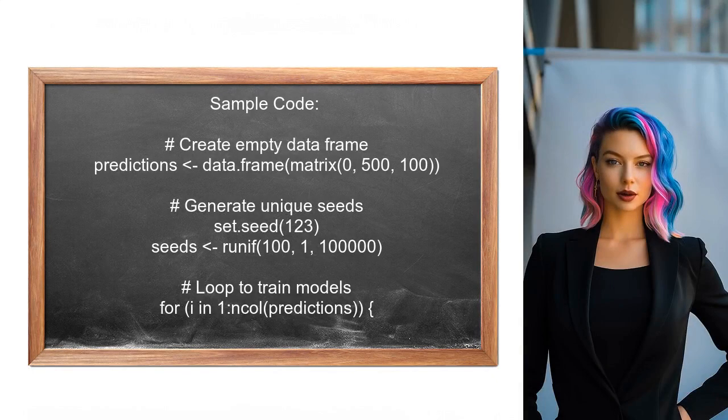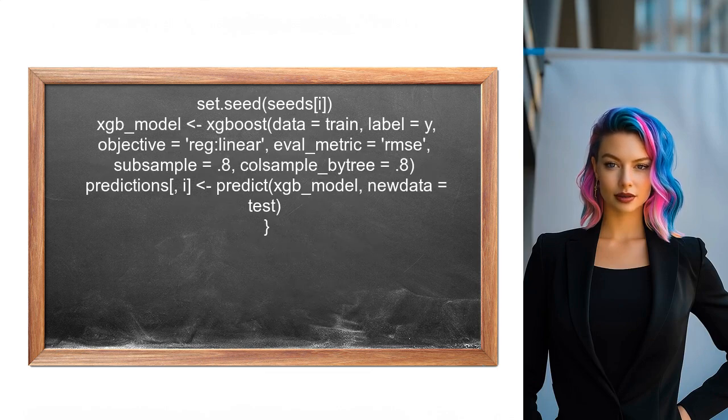Here's a sample code snippet to illustrate this process. First, create an empty data frame for predictions. Then, generate 100 unique seed values. In a loop, set the seed, train the XGBoost model, and store predictions for each run. This will help you gather the necessary data to compute your confidence intervals.